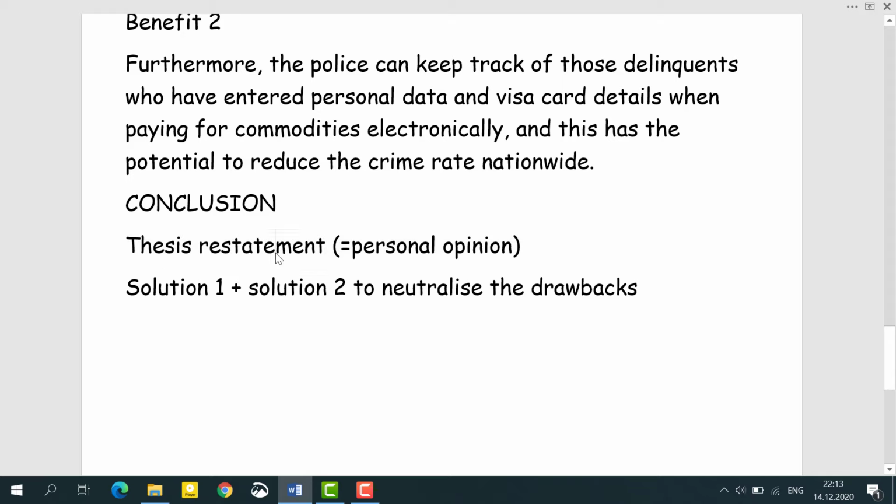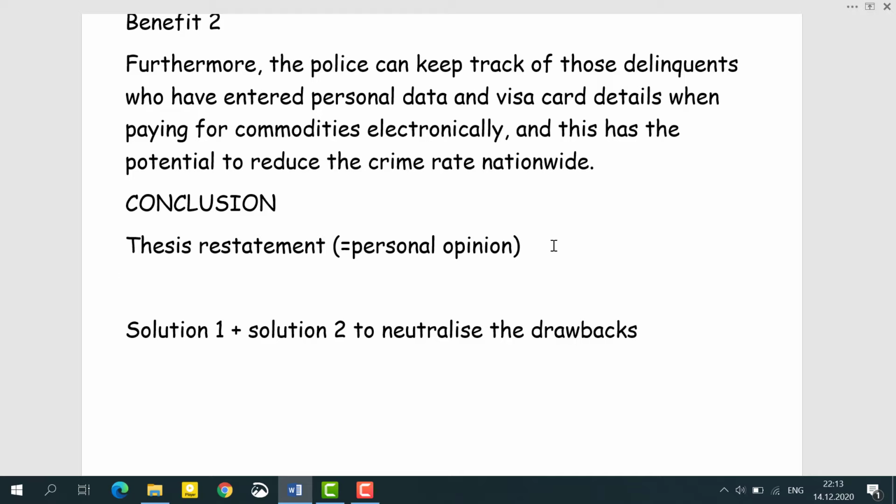Okay, the idea is I need to highlight my point of view once again to the examiner. Okay, so I need to say what I believe. Okay, so now how can we do it?